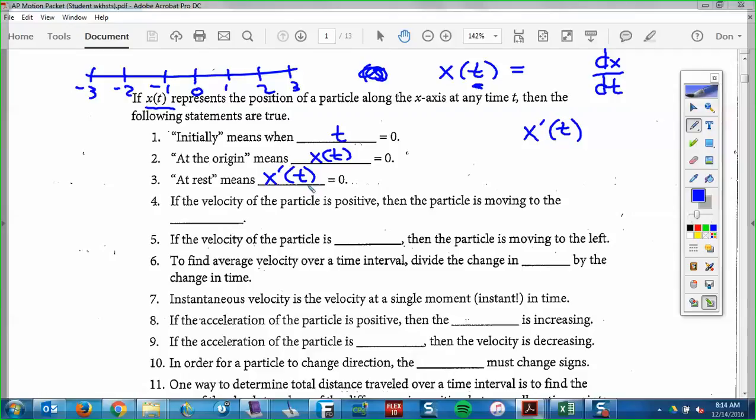We're not going to go through all this, but there are a few things I want to talk about. If the velocity is positive, the particle is moving right. If the velocity is negative, the particle is moving left. For the average velocity, you divide the change in position by the change in time. So that would be x of b minus x of a, all over b minus a.